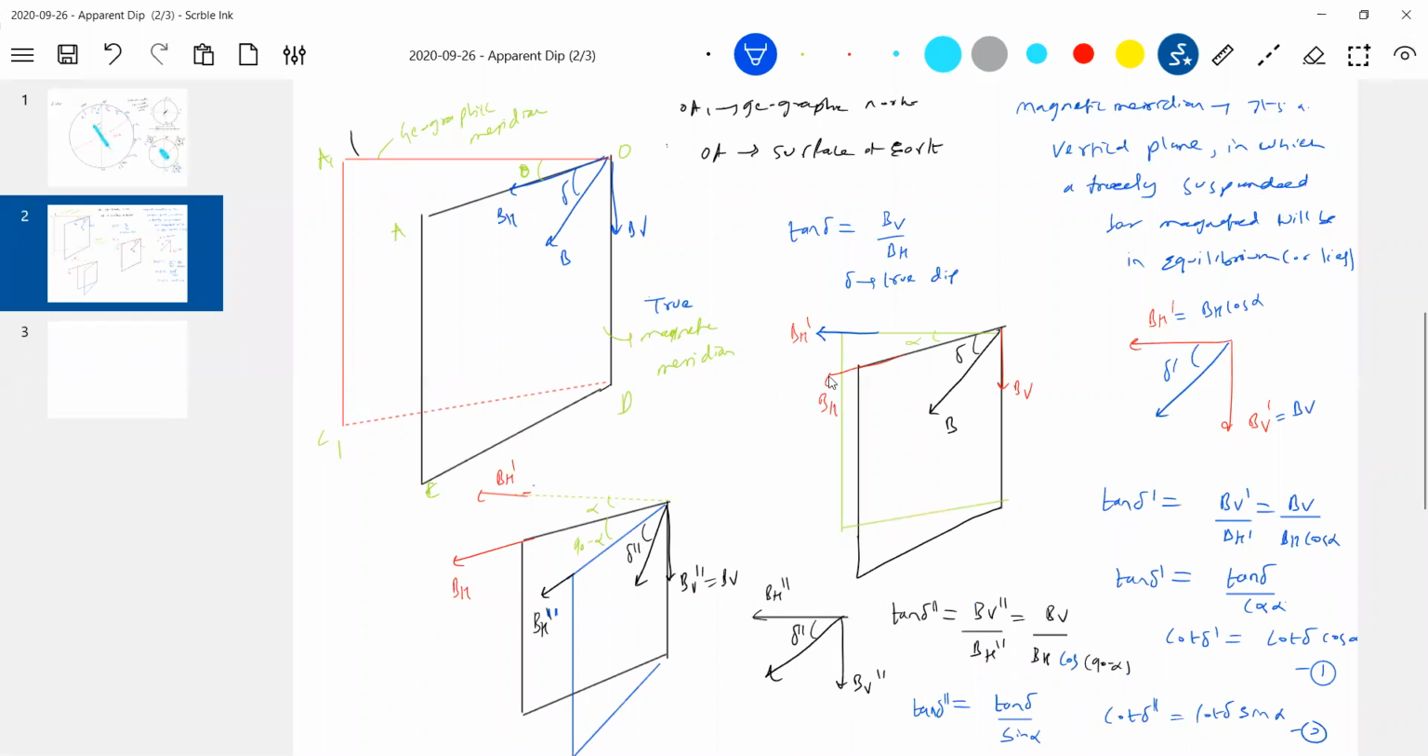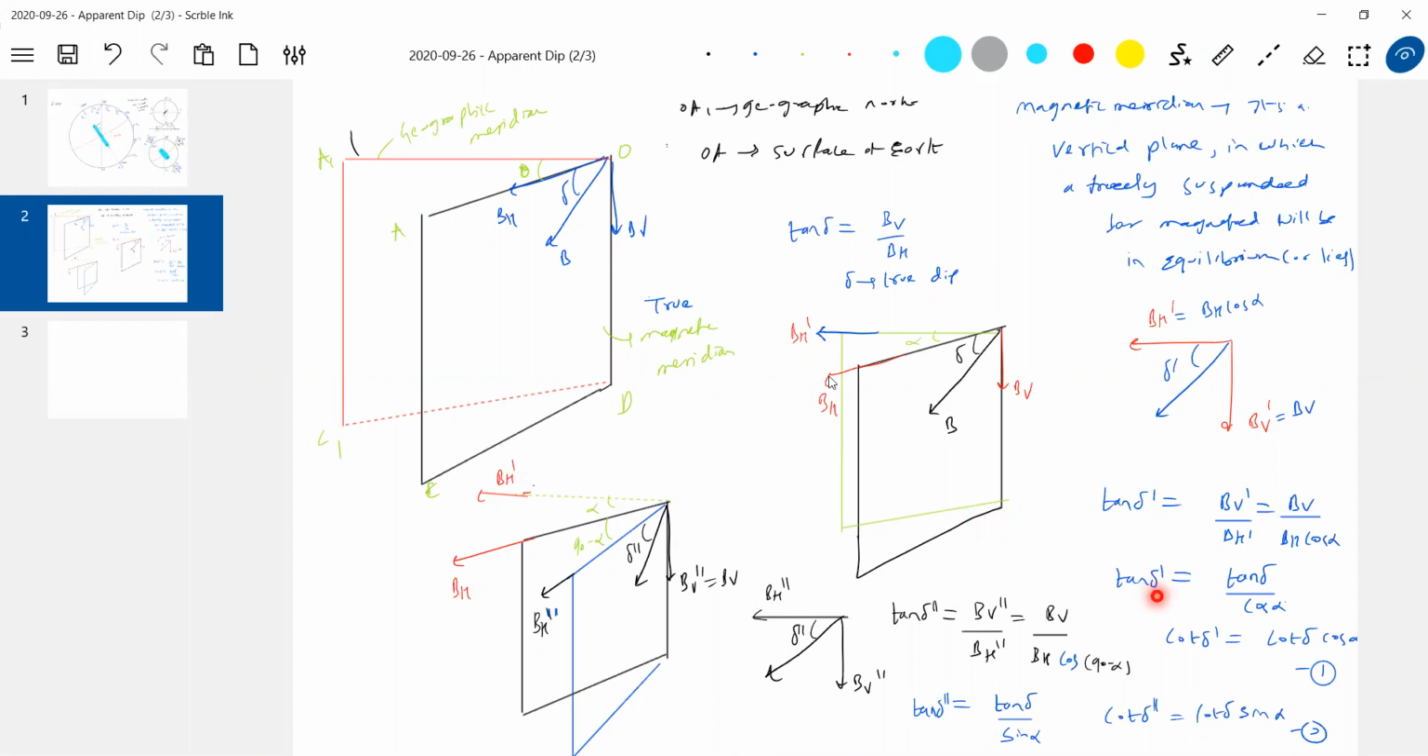I'll keep the dip circle in this green color plane, a plane which is indicated by green color. Okay, got this? There I'll measure the dip. How much will I get? Tan delta dash. Okay, fine. I know it's not correct.